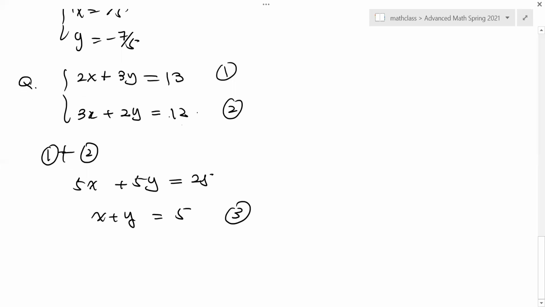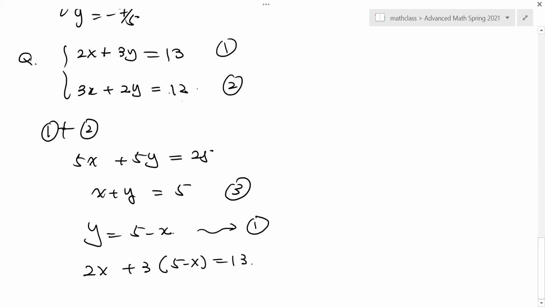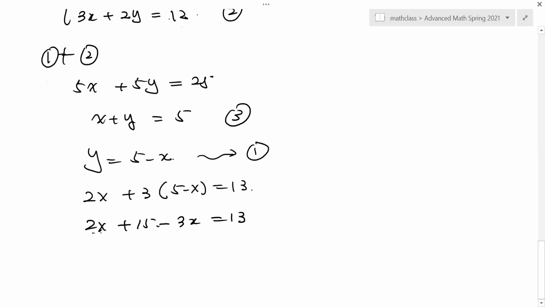So then you can use a substitution. So y equals 5 minus x, right? And you plug into any of the equations. Let's say equation 1. If you plug into equation 1, there's 2x plus 3 times what is y? y is 5 minus x, equals 13. All right, so let's simplify it. 2x plus 15 minus 3x equals 13. All right, 2x minus 3x is negative x.